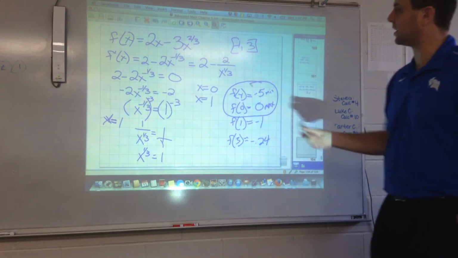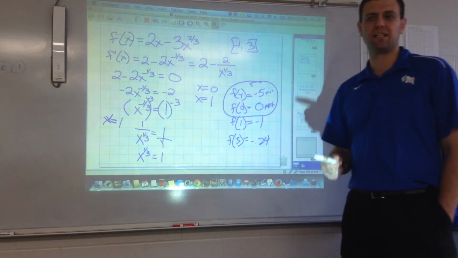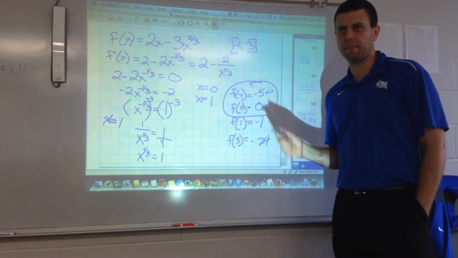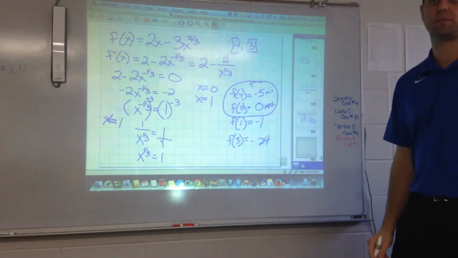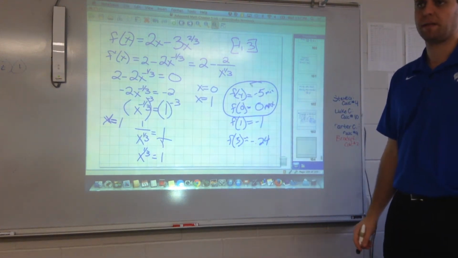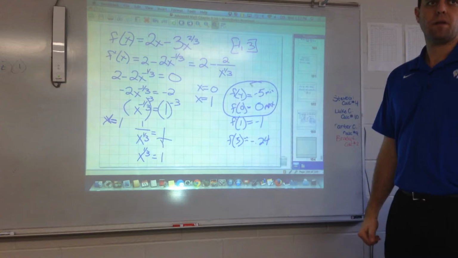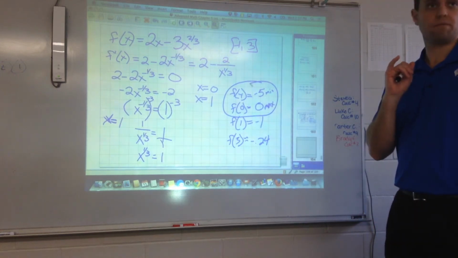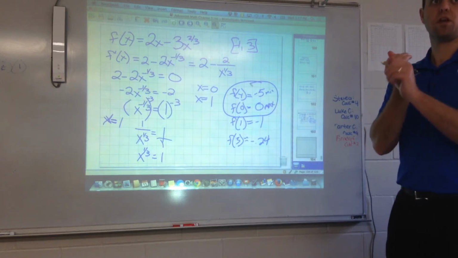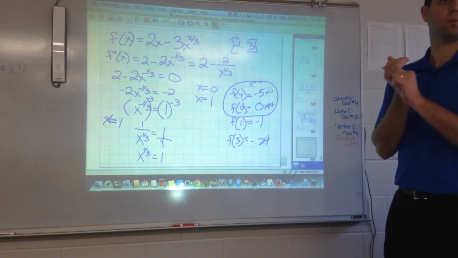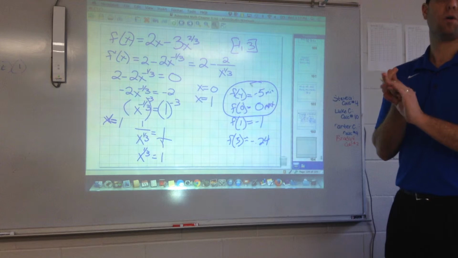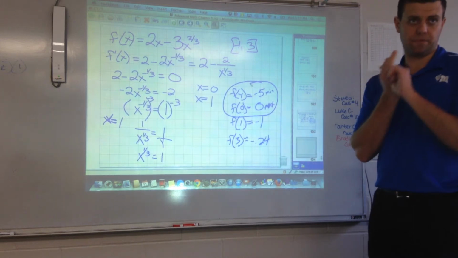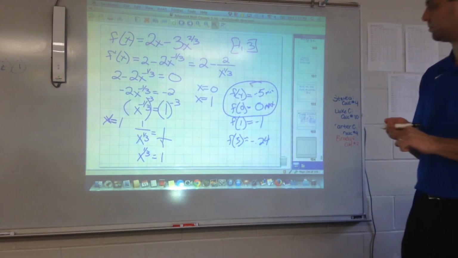Very important that you recognize when the derivative is undefined, otherwise you would not have found that maximum. You would not have identified 0 as a potential critical point. So anything that's undefined is a critical point. You watched yesterday's, okay? Critical values occur when the derivative equals 0 or when the derivative is undefined. That's how you find your critical numbers.